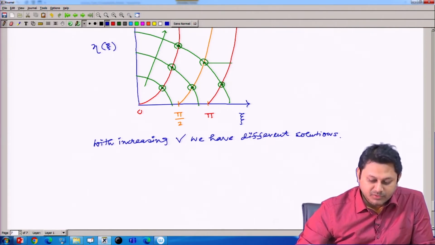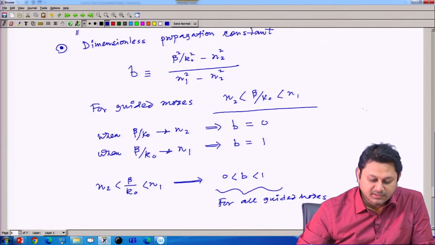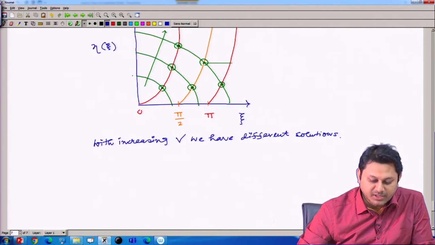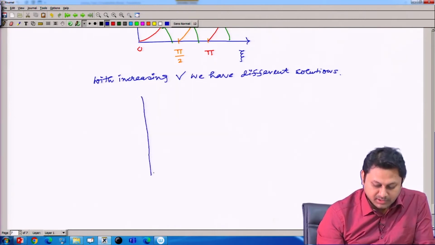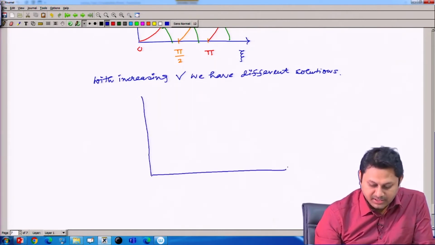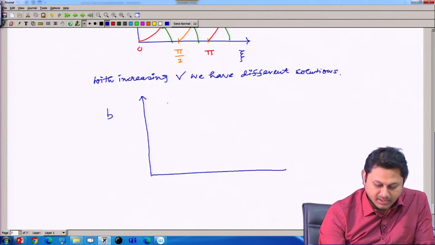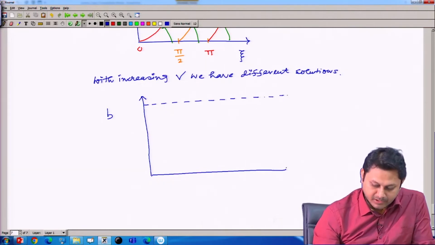Every time when I have a solution here in terms of beta, I can readily find out what is the B using this dimensionless definition of B. So, every time I am going to get a value of B. Now, if I plot these solutions in terms of B with V, along the y axis I am going to plot B, and we know that there is a highest value of B. B is restricted from 0 to 1, and along this direction I plot my V.